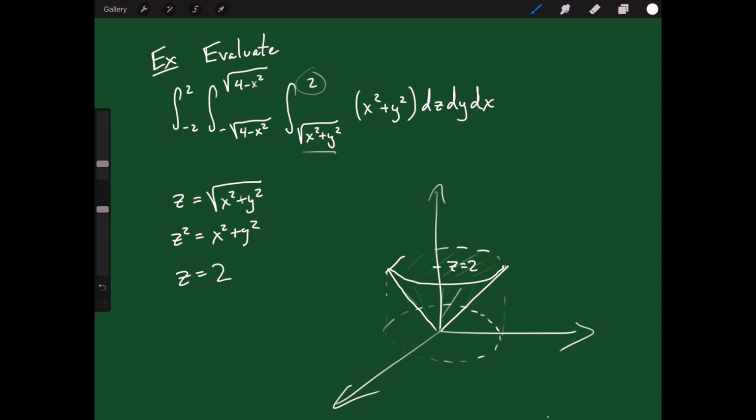Well, there's a bottom function and a top function. If this is x, this is y. I've got a top function and I've got a bottom function, which just happen to be y equals negative square root of 4 minus x squared and y equals square root of 4 minus x squared. So that's my top function and my bottom function. And then in the x direction, I'm going from negative 2 to 2. So it's all set up. So this is exactly what my shape is. It's this cone that is cut off on top at z equals 2.